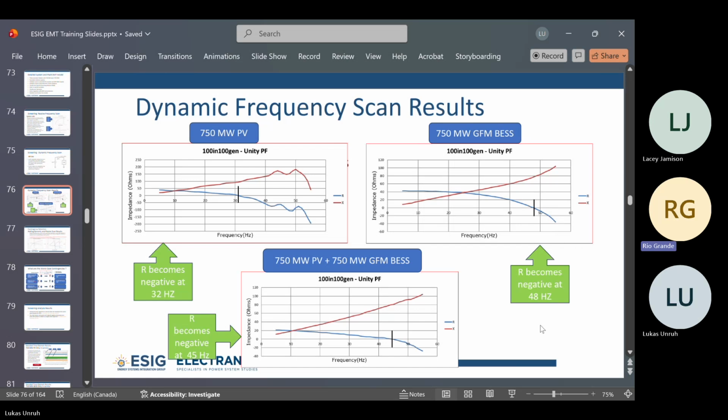And if you put them both together in the system, you get something that's about halfway between, or actually a little bit closer to the 48 here. So you get 45 hertz as a crossover frequency if you scan them both together.